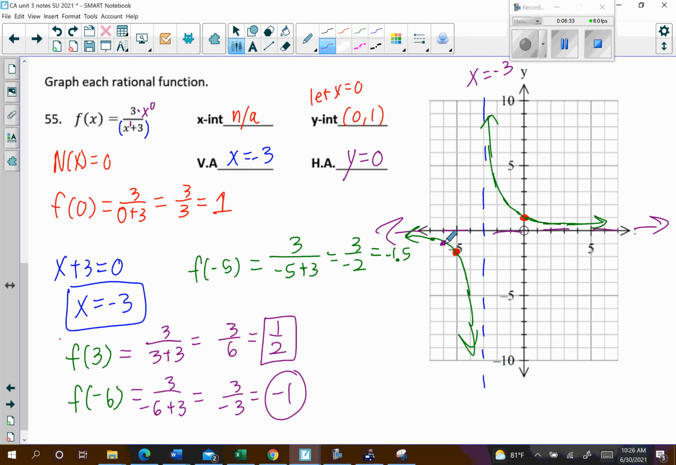So like I said, I always get questions about this. Just on your homework, they're going to give you a bunch of values. All you're doing is plugging them in. Just make sure you're taking the time to simplify and be careful.